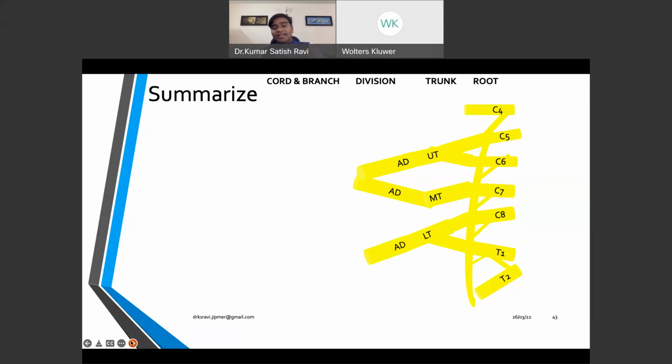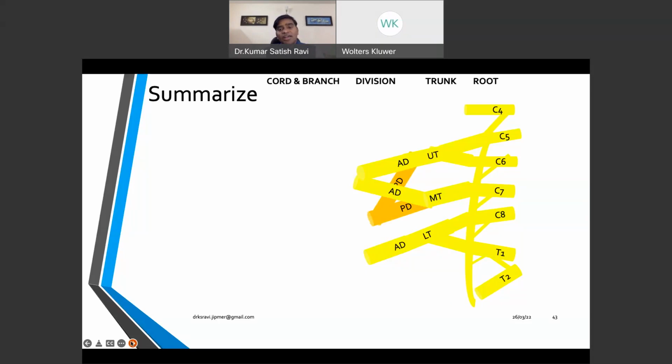So over here in this diagram, you can appreciate all three anterior divisions. Then we have the posterior division from the upper trunk, the posterior division from the middle trunk, and the posterior division from the lower trunk, right? Now we'll see how the different cords will be formed.